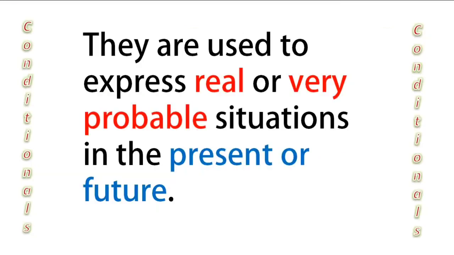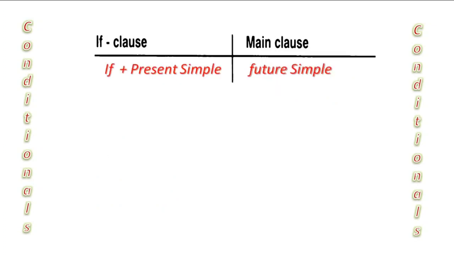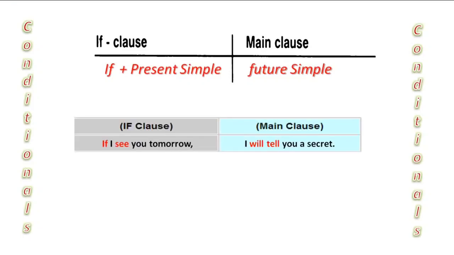Conditionals type 1. Conditionals type 1 are used to express real or very probable situations in the present or future. In the if clause we use if plus present simple, and in the main clause we use the future simple with will. This is the basic usage. If I see you tomorrow, I will tell you a secret.